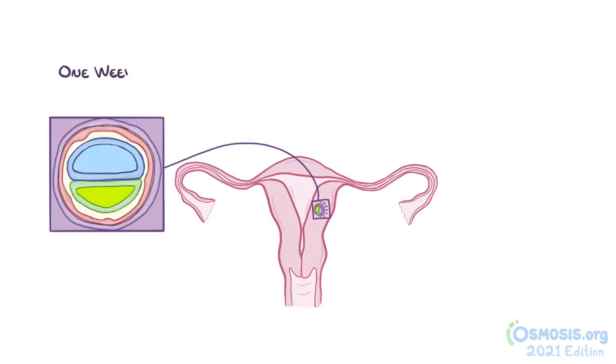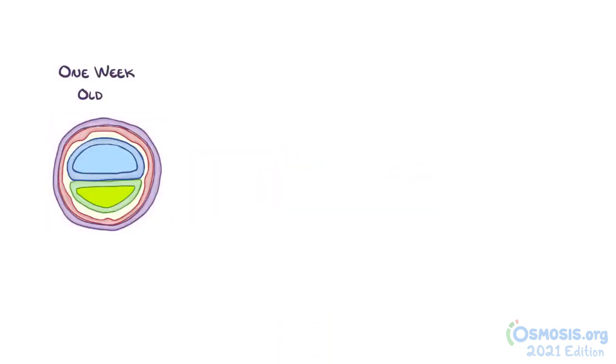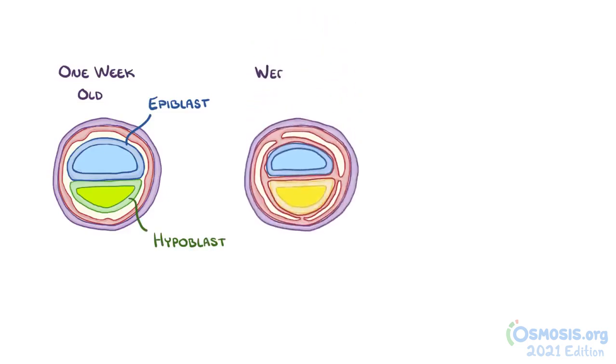When the embryo is 1 week old, it has two layers of cells, a dorsal or outer epiblast layer and a ventral or inner hypoblast layer. During week 3 of development, the embryo undergoes gastrulation, where the cells in the epiblast layer form a 3-layered trilaminar disc with an ectoderm, mesoderm, and endoderm layer.